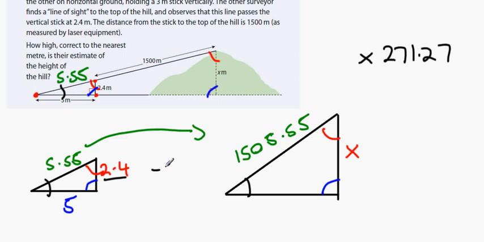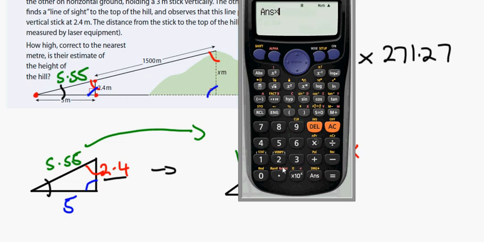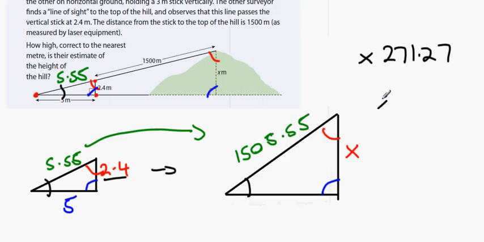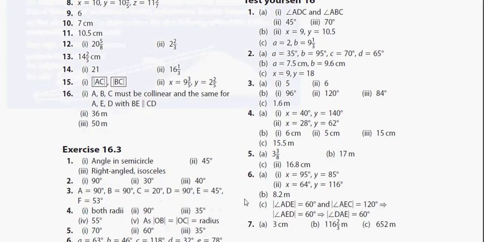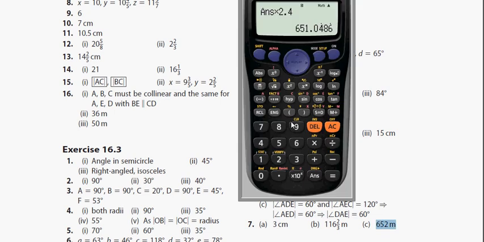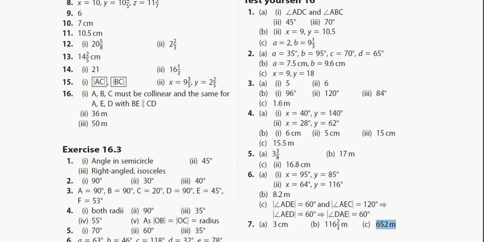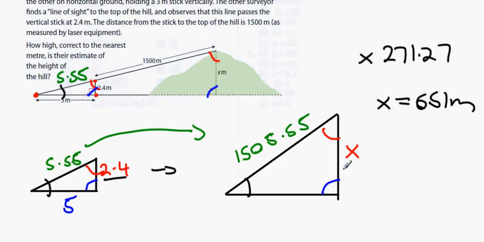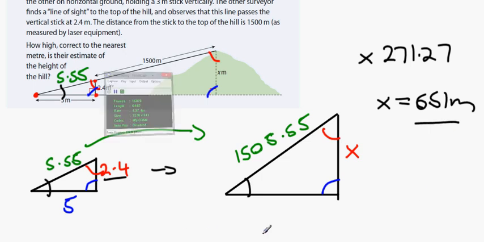I had to figure out how much bigger 2.4 would get when it turns into x. So I'm going to multiply this answer by 2.4, and the size of the hill is going to be 651 meters. X equals 651 meters. Okay, so you can see it's 652 meters. I'll just recheck my calculator. I got 651. Now the discrepancy will obviously be down to how you rounded it off, so you won't expect them to be losing too many marks there, if at all.